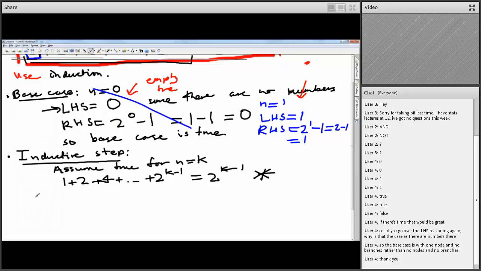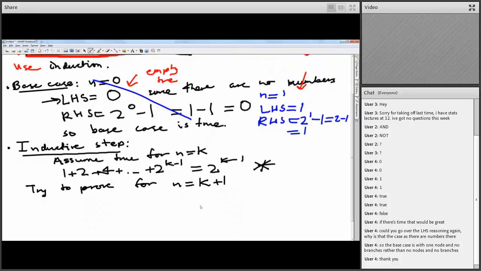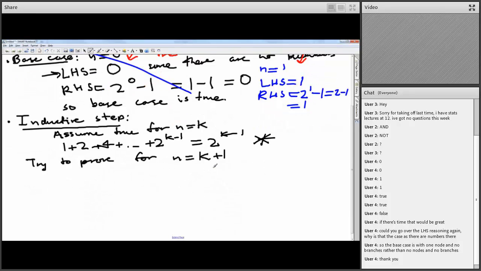So what we're going to do is try to prove it for n equals k plus 1. So we're going to try to prove it for the next number. Usually the next number is just k plus 1. I guess in the broadest terms it could be something else, but that's a bit more complicated. We'll tend to stick with the simpler ones in this subject. So we're going to try to prove it for the next one here.